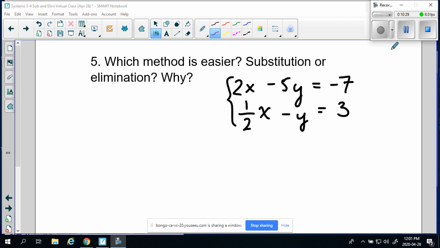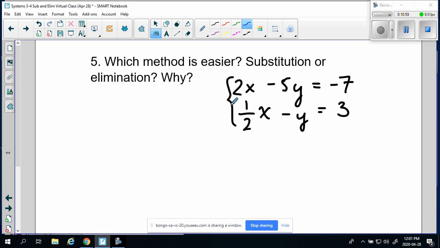Most students voted that for this particular system, elimination is going to be easier. And there are multiple reasons for that. One is that this is a convenient multiple of 2. I could multiply the bottom by 4. And the other nice thing is that it would kill the fraction right away. If you wanted to do substitution, you would probably isolate for y. But if you did that, you're still ending up with a fraction. I'm not going to say it's impossible, it's just not as convenient. So most students would choose to do this one by elimination.